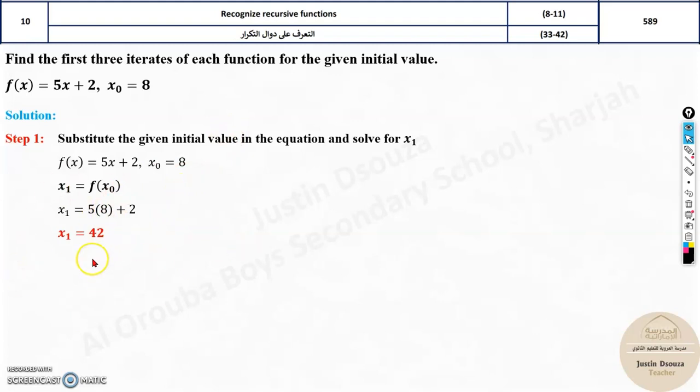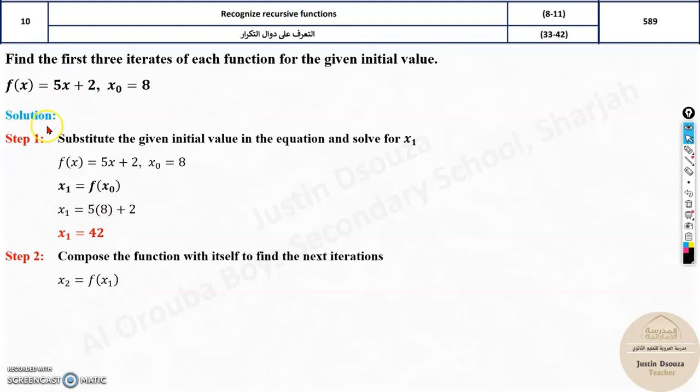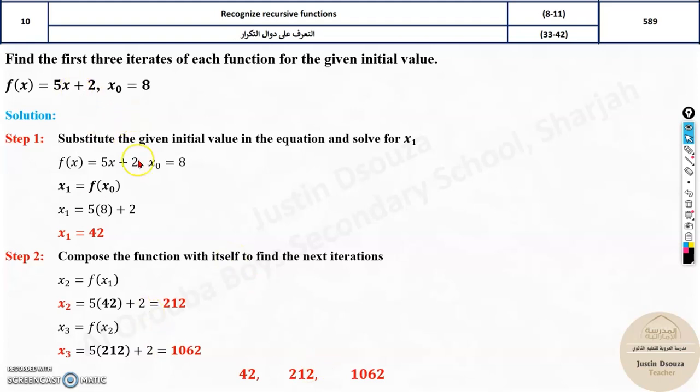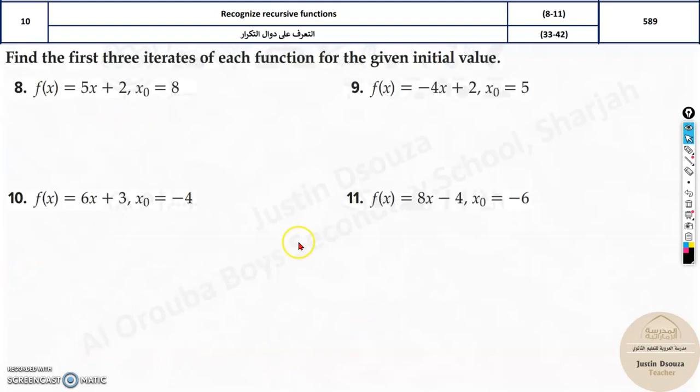Now, what do you do next? You need to substitute this value in this function instead of x. So it'll be 5 times 42 plus 2, which is 212. And then they have told 3 iterates, so do it again for x3, or just keep on doing it. Compose the function with itself. Now over here 212 goes in the place of x and solve it. You'll have 1062. That's the answer. So that's how you easily solve it. Now the 3 iterates, you should select these. These are the answers: 42, 212, and 1062.